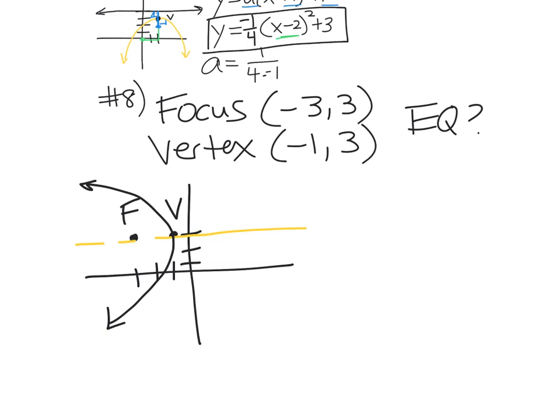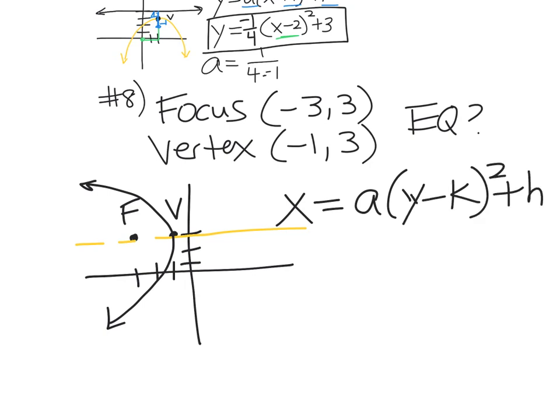Okay, so that tells you which formula you need to use. Because it's opening to the left, you start with x equals. Here's the formula. x equals a(y minus k) squared plus h. It's very different this time. Okay? h and k, h goes with x and k goes with y. When you have a vertex and your point is h, k, that h is in the x spot and k is in the y spot. So when you write it, make sure that the h goes with the x and the k goes with the y.